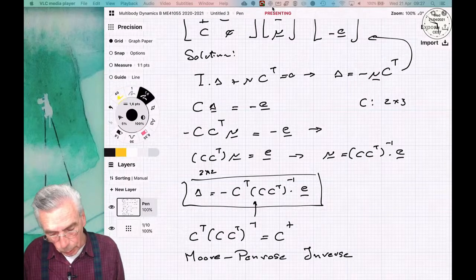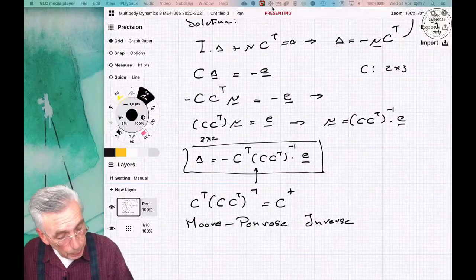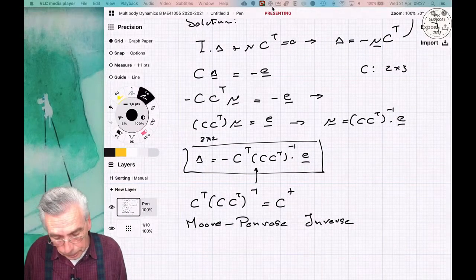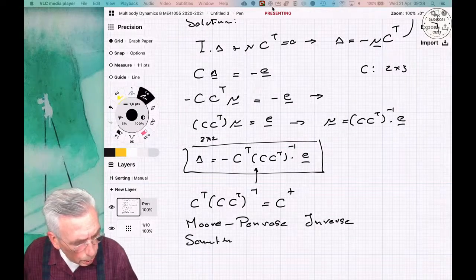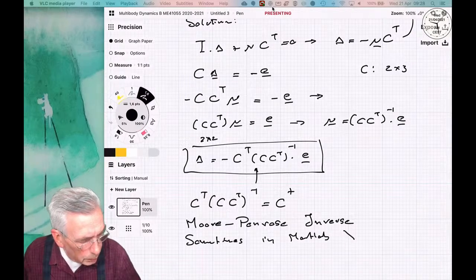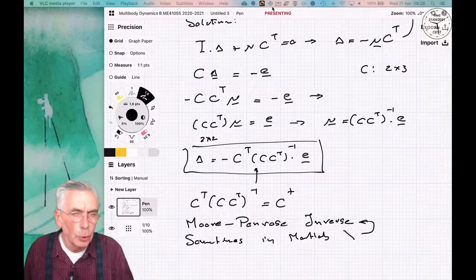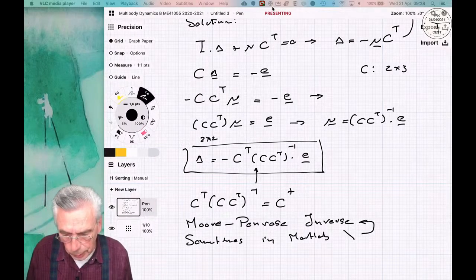So that's the Moore-Penrose inverse. The Moore-Penrose inverse is defined like this. And sometimes in MATLAB, if you do backslash, then you get this. But not always. It depends a little bit on how the problem is defined.